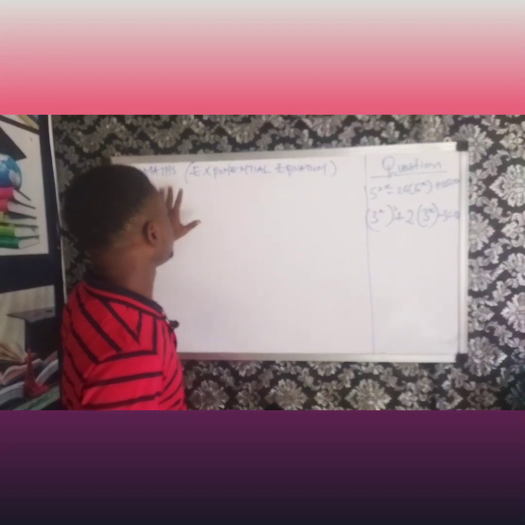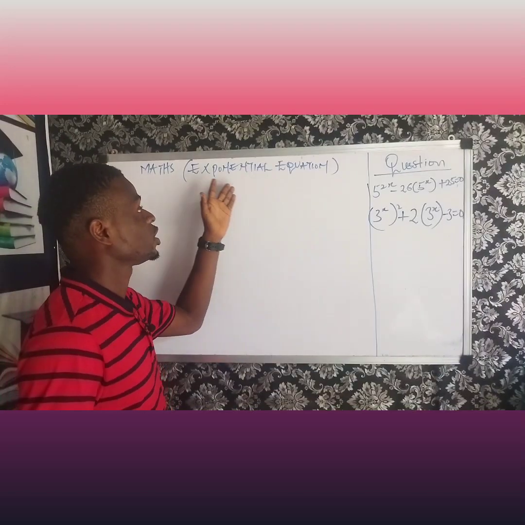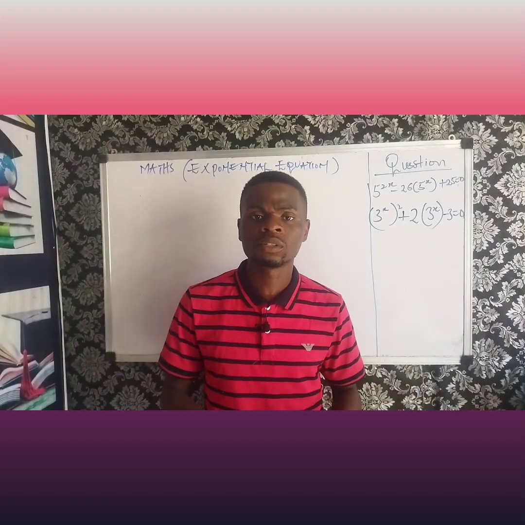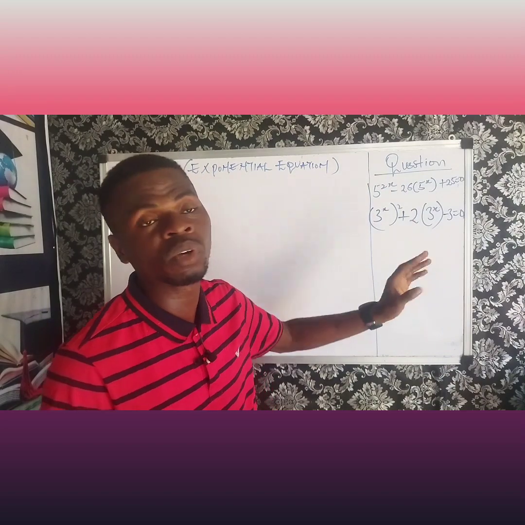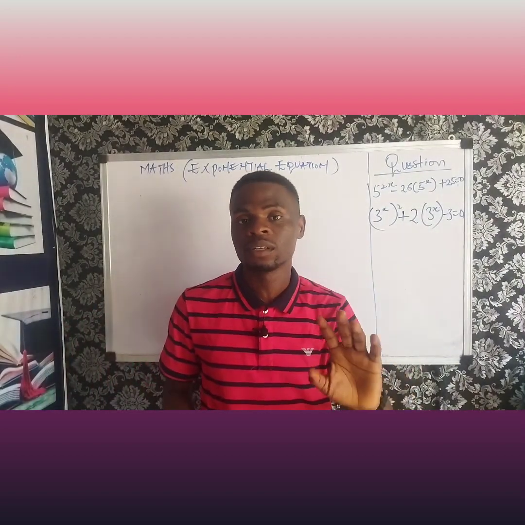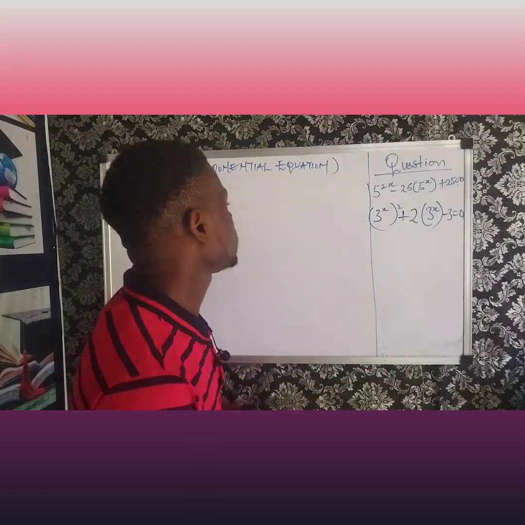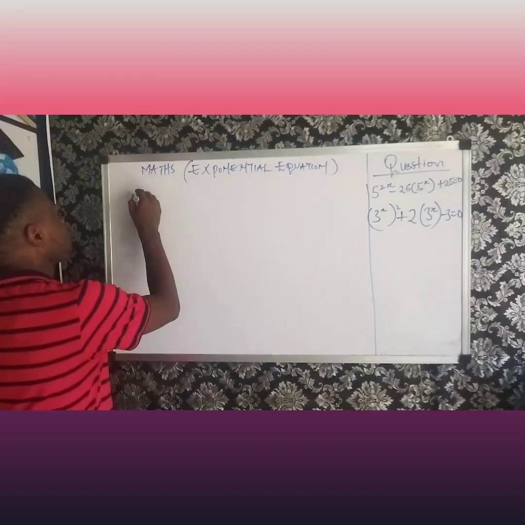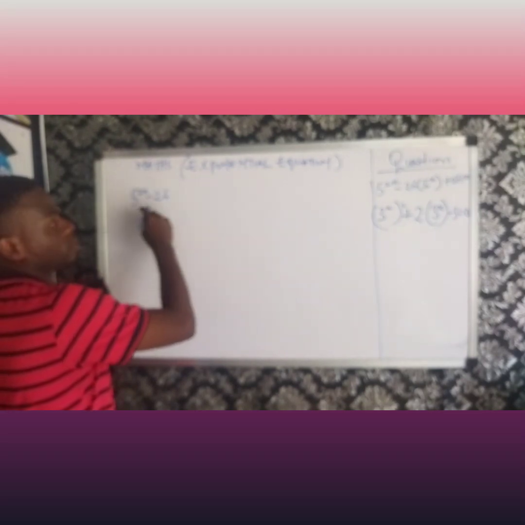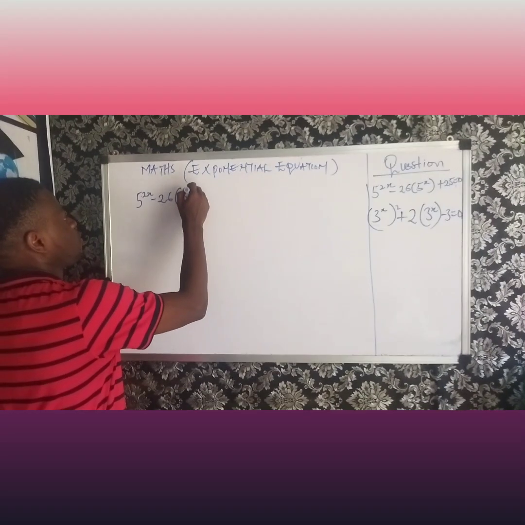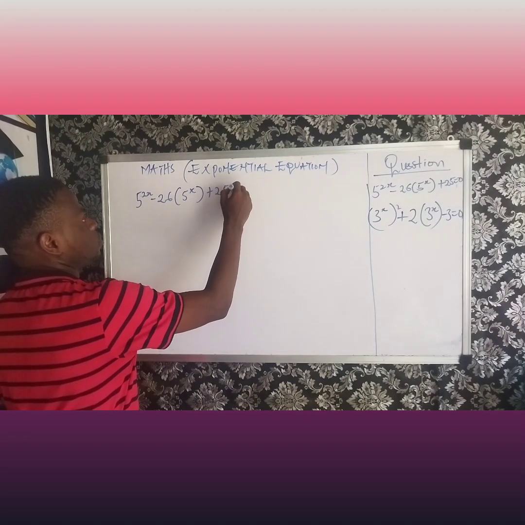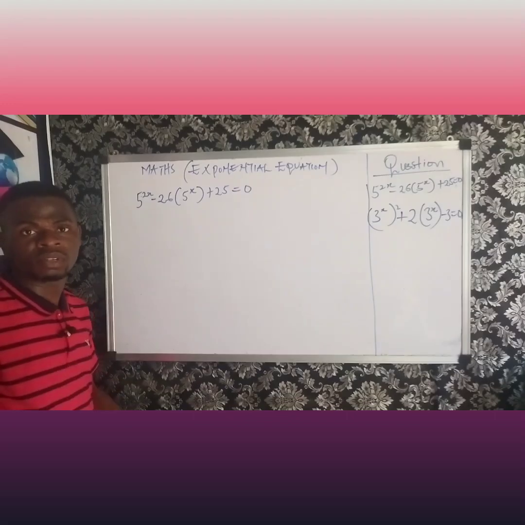So this afternoon we are looking at a question in mathematics, exponential equation. It's a very simple question, because by the time we finish the two questions, you will understand exponential equations very well. The first question says: 5 power 2x minus 26 bracket 5 power x plus 25 equals 0. Please take a look at it.